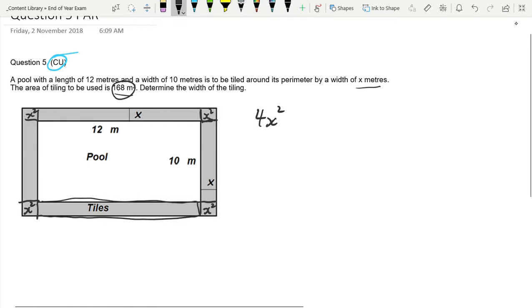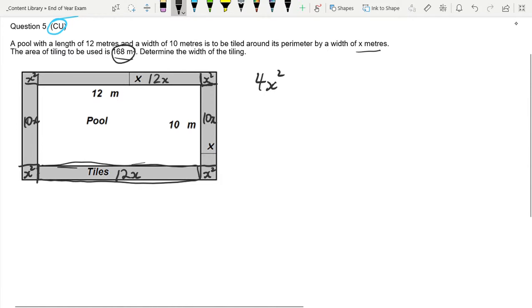Now if we look at the rectangle here, it's x metres along that side and it's 12 metres going along here. So length times width is 12 times x, which means the rectangle up here is also 12x. This one here will be 10 times x, so 10x, and 10x over here, meaning we've got the 4 squares, plus 2 lots of 12x here and here, plus 2 lots of 10x, that one here and that one there.